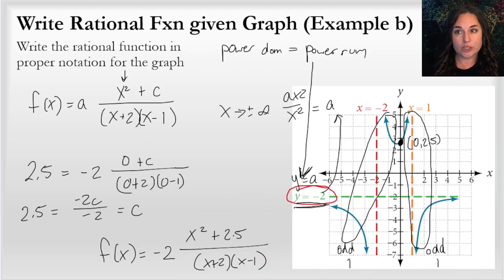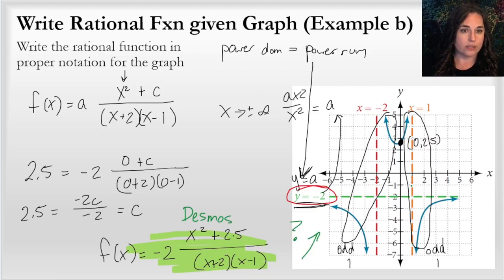The last thing I would do, honestly, to check my answer is I would put this into Desmos. Then when I look at the graph in Desmos, does it look exactly like this one? Do all the points correspond? Does it do exactly what this graph is doing? And then that's how I would know I had the correct final form.